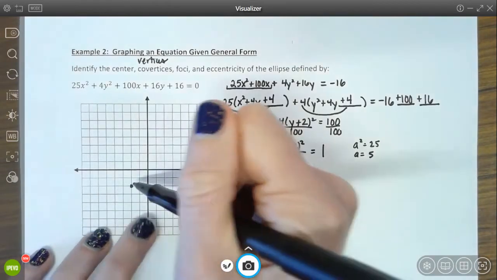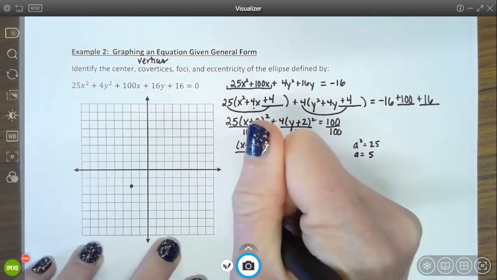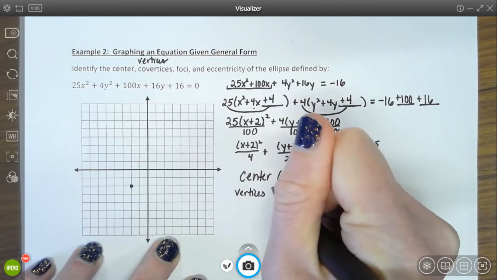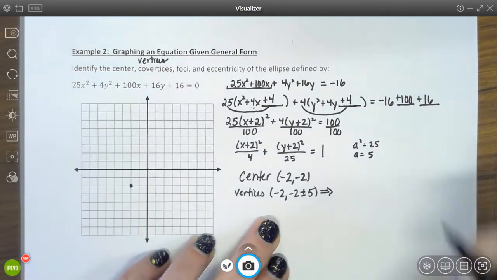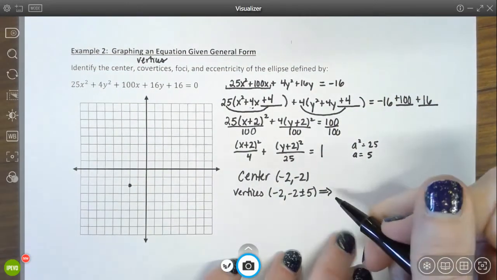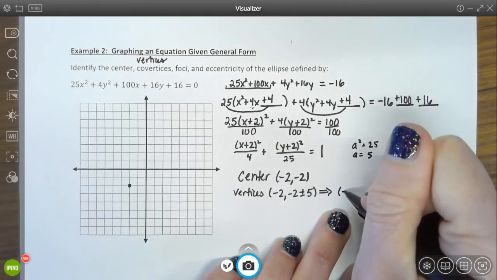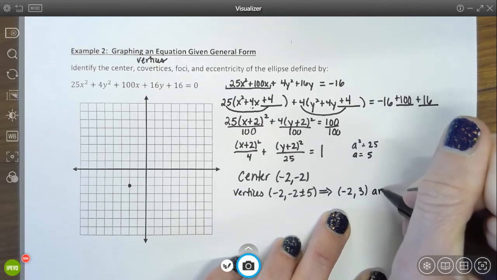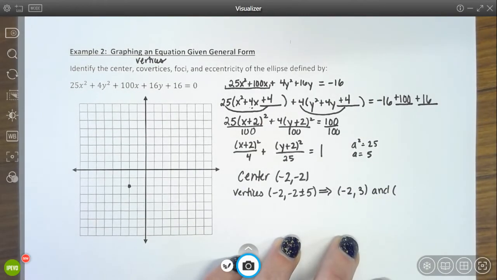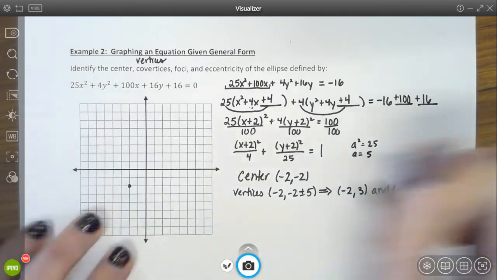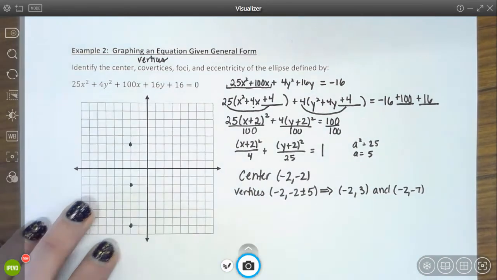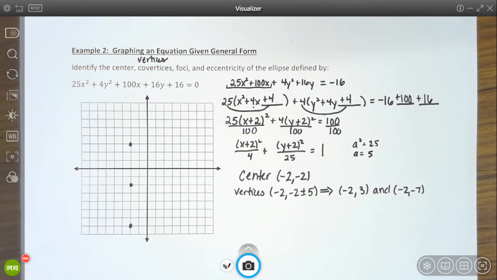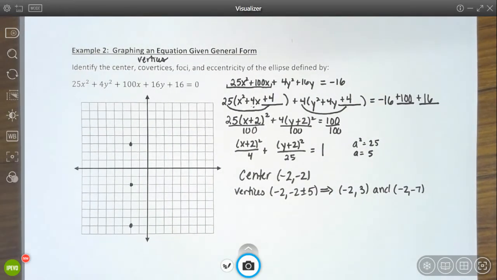And so now I know that my vertices are 5 units up and 5 units down, or I'm changing the y coordinate of my center. So I'm adding and subtracting 5 to that value. If I add 5, I would go up 5 units and land at -2, +3. And if I go down 5 units, I would land at -2, -7. And so those would be my vertices. Those are the endpoints of my major axis. They're a units up and a units down from my center because this was elongated vertically.